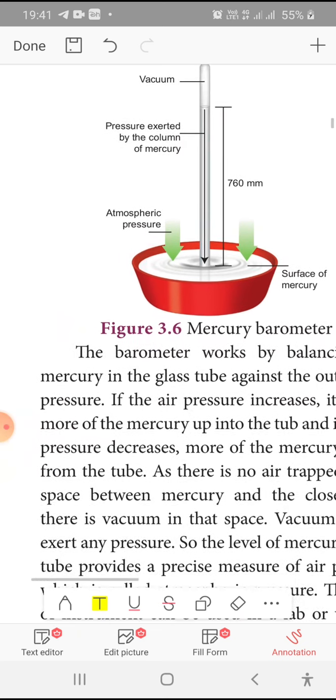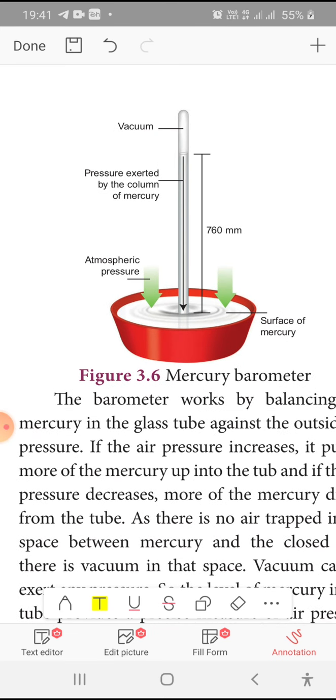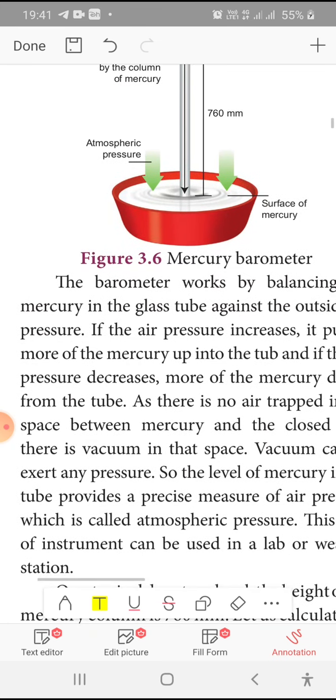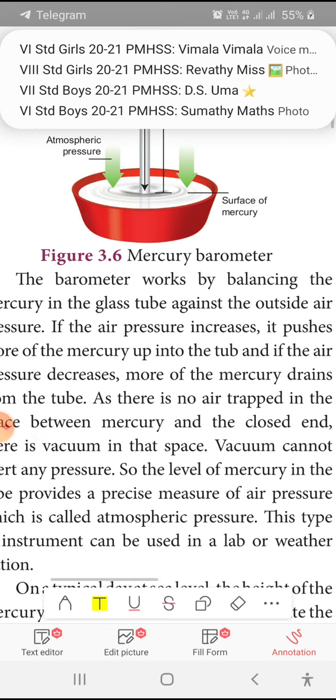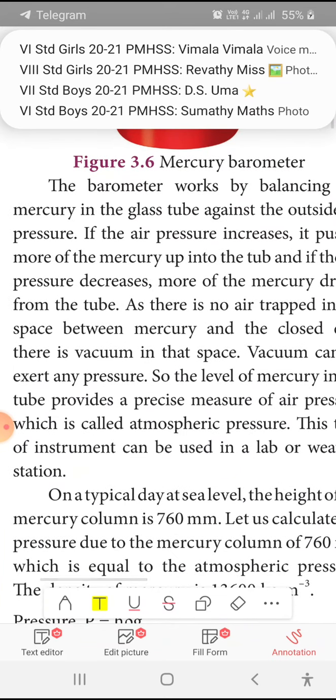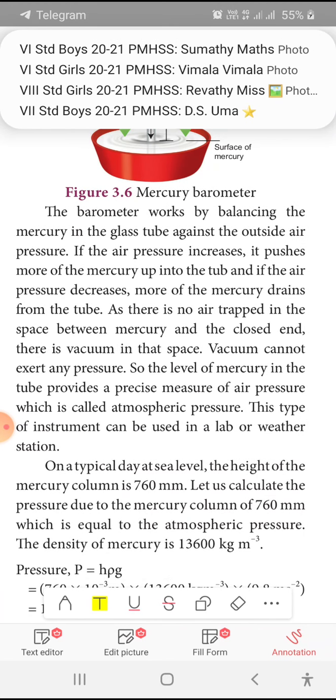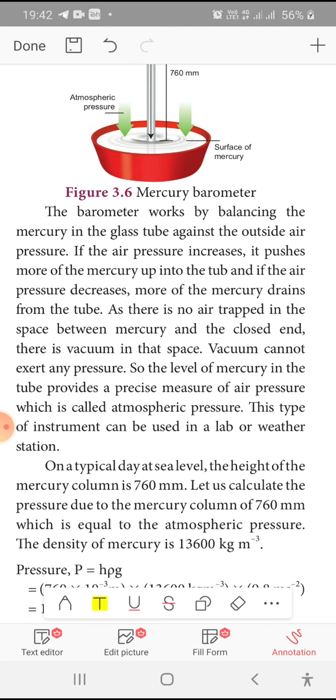A vacuum is created in the long narrow tube at the top. The pressure exerted by the column of mercury is the atmospheric pressure, 760 mm. So the mercury in the glass tube balances the outside air pressure. If the air pressure increases, it pushes the mercury which is in the tub, and if the air pressure decreases, more of the mercury drains from the narrow tube. So this acts as a measuring instrument of atmospheric pressure.